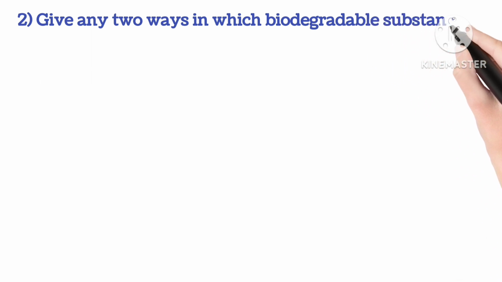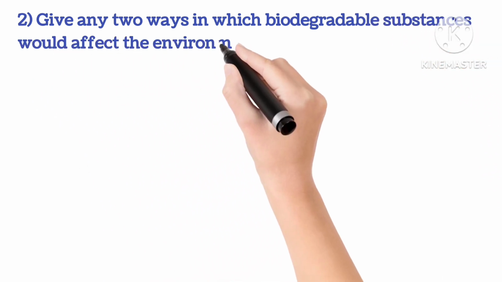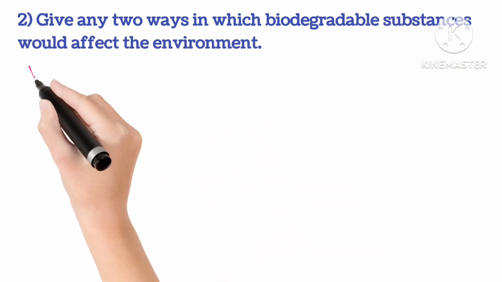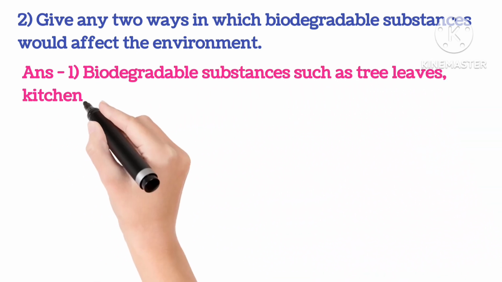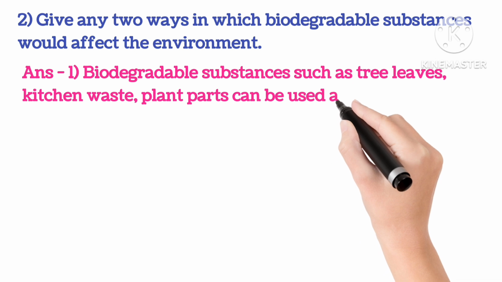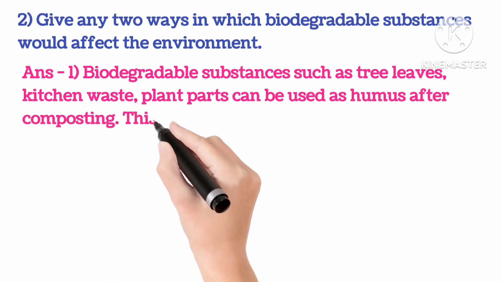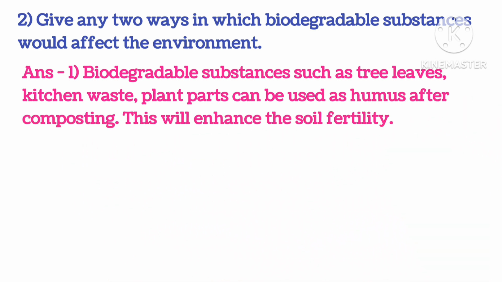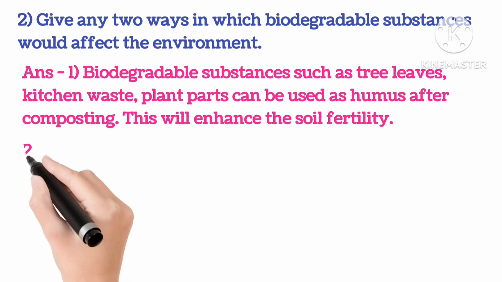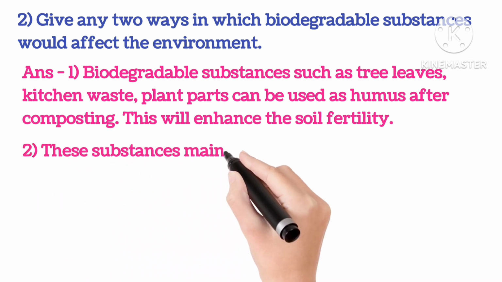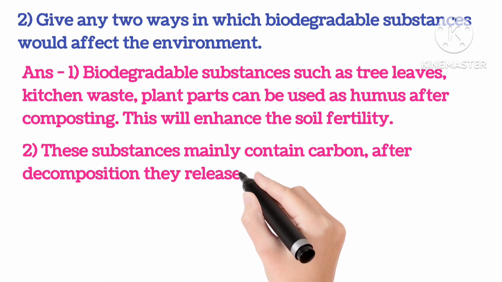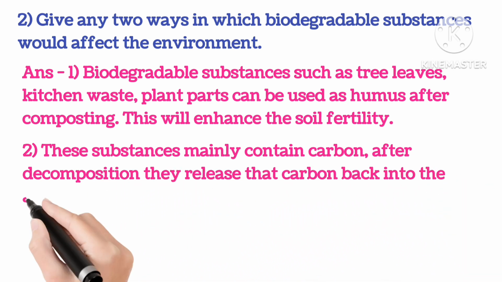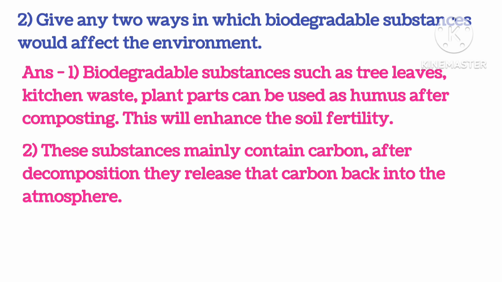Give any two ways in which biodegradable substances would affect the environment. Biodegradable substances such as tree leaves, kitchen waste, plant parts can be used as humus after composting. This will enhance the soil fertility. Second, these substances mainly contain carbon. After decomposition, they release that carbon back into the atmosphere.